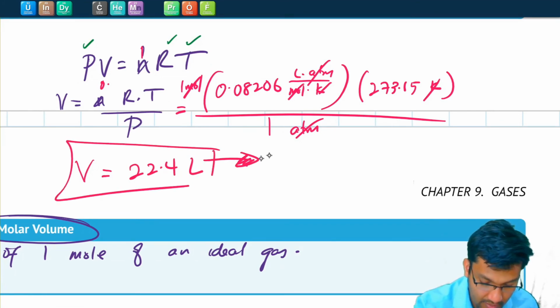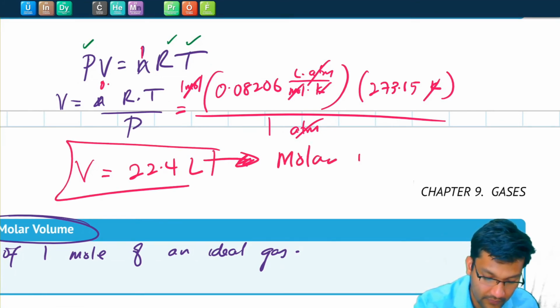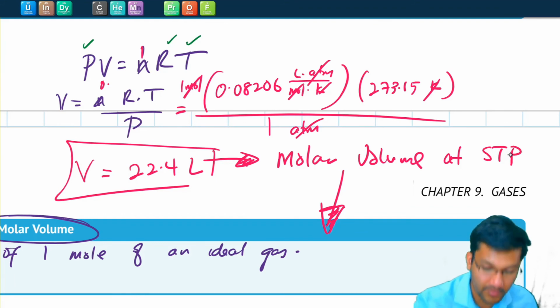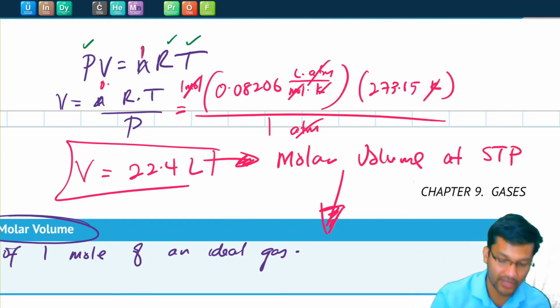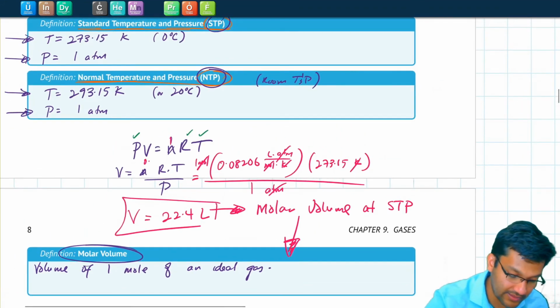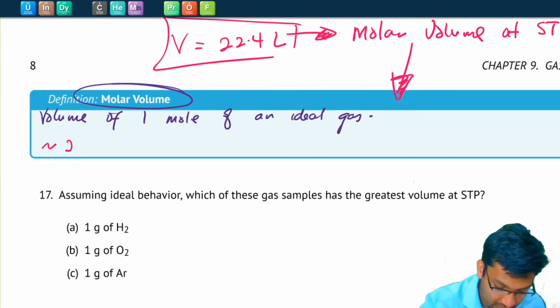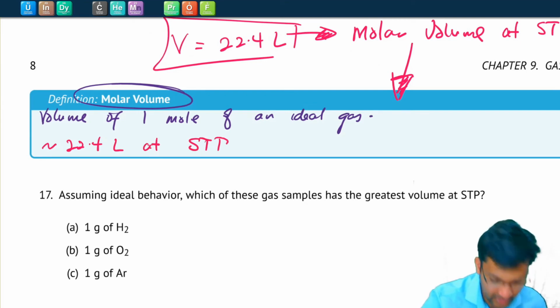This is the molar volume. It's the volume of 1 mole of gas at standard temperature and pressure. Remember, we had to pick a temperature, we had to pick a pressure. We just used the one that's standard. So this is roughly equal to 22.4 liters at standard temperature and pressure, shortened to STP.